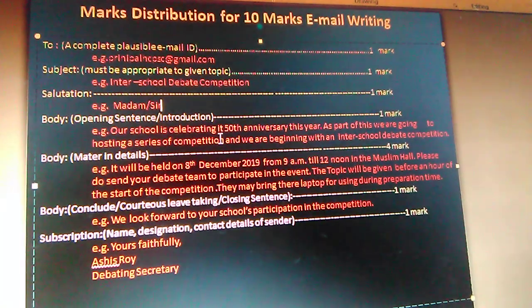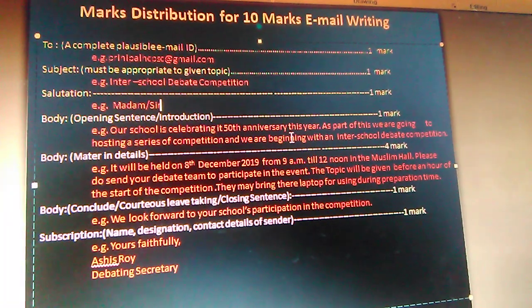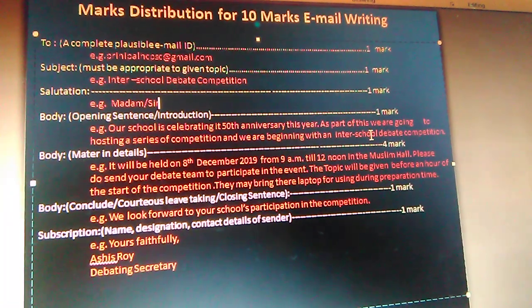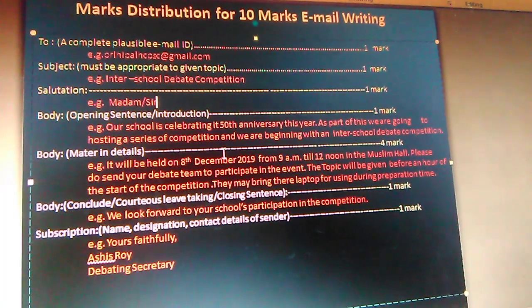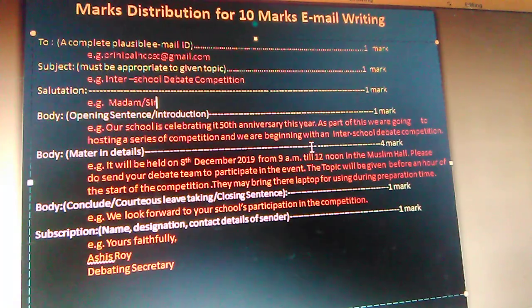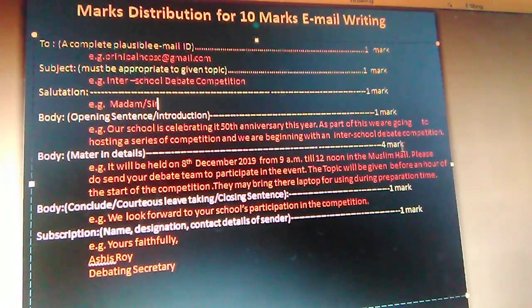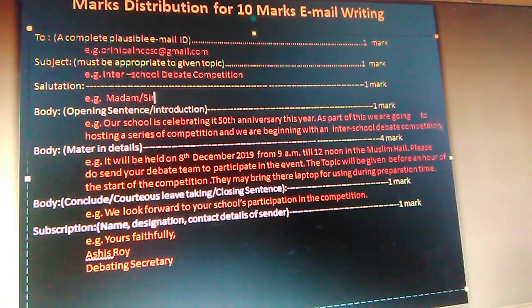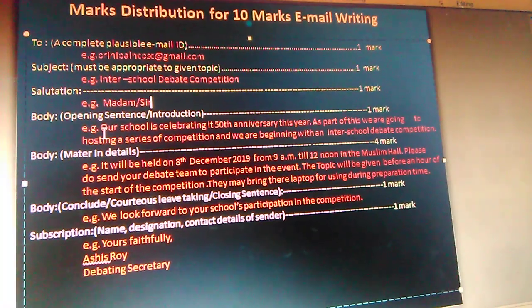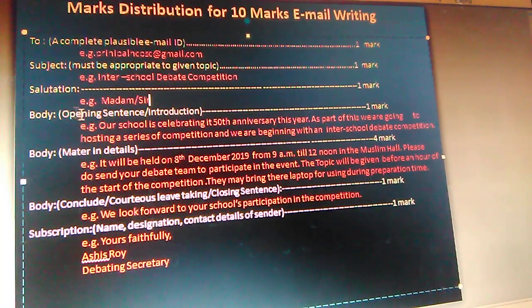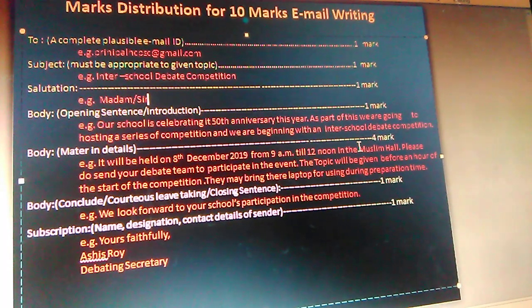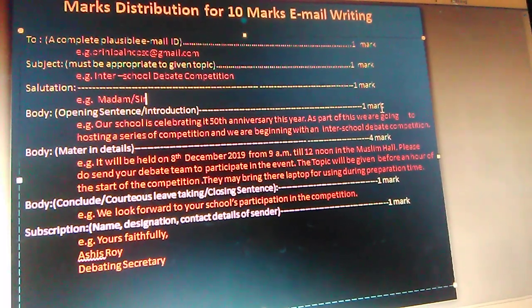Our school is celebrating its 5th anniversary this year. As a part of this, we are going to host a series of competitions, and we are beginning with an inter-school debate competition. So through this line you are going to introduce the topic. So this is the first portion of the body. If you can write that one, then you will get 1 mark.